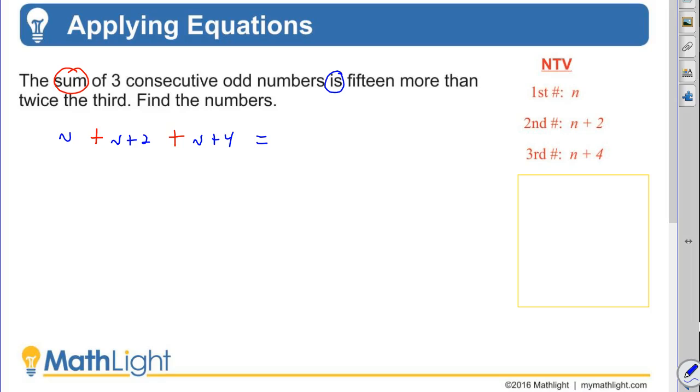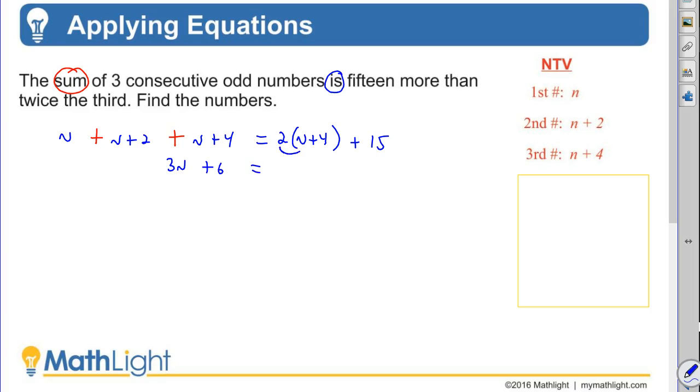Now let's do the right-hand side. Is 15 more. That's plus 15. Then what? Twice the third. Twice the third, and you've got to use a parentheses. That makes sense? Twice the third. Okay, there's our equation. Left-hand side, we're ready to add like terms. 1n and 1n and 1n is 3n. 2 and 4 is 6.